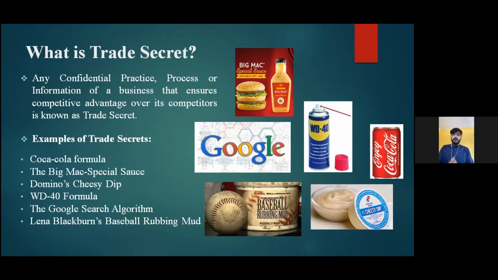In India, we do not have any legislation that protects trade secret as a form of intellectual property, but we protect it through different provisions of the contract law. One of the provisions which is there is Section 27. Section 27 of the Contract Act protects it in the form of non-disclosure agreements.